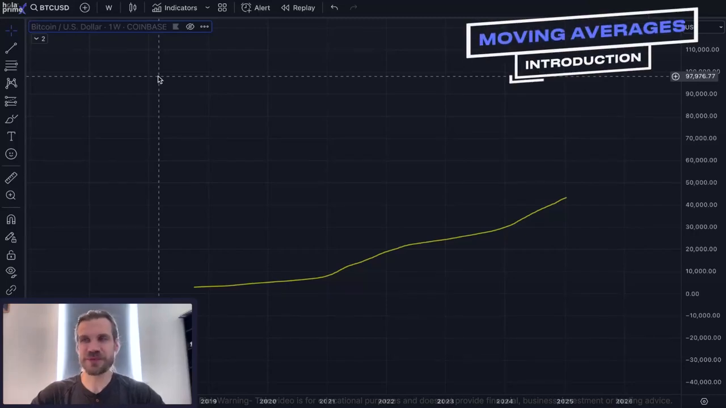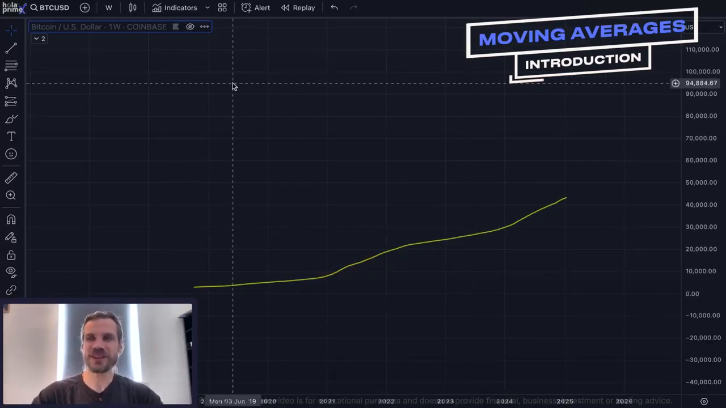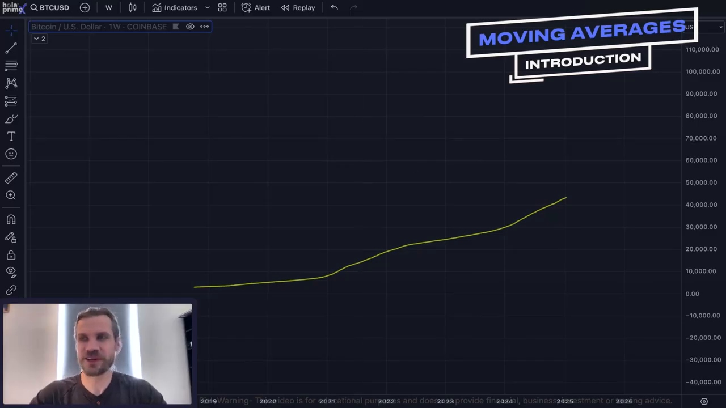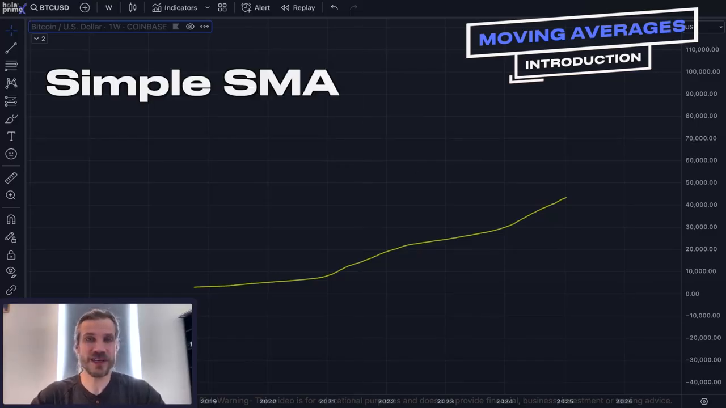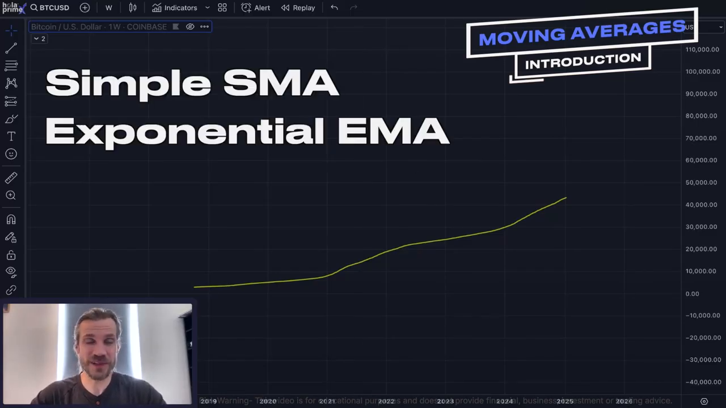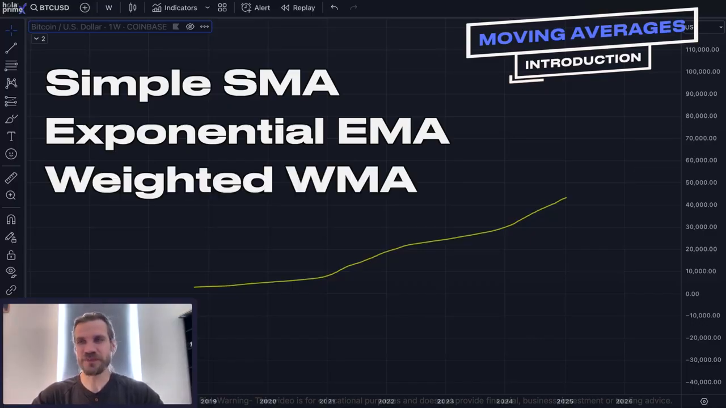Moving averages represent the average price of an asset across a specified time period, with that average price typically displayed as a line on a price chart, like this. There are several types of moving averages, including the simple moving average, the SMA, the exponential moving average, the EMA, and the weighted moving average, the WMA.